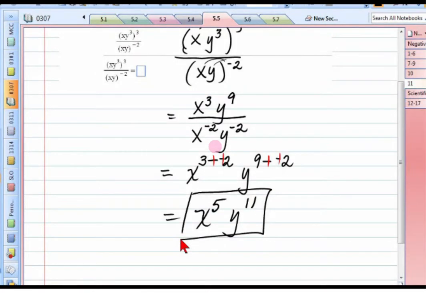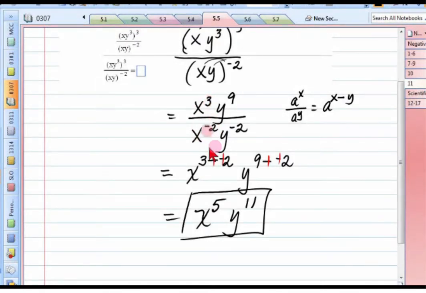I would imagine if anything bothers you about this problem, it is not the algebra. It is the positive and negative numbers. That's what tends to get people. So remember, when you use the quotient rule, if you have a to the x over a to the y, you get a to the x minus y. But in my problem, I have x to the third over x to the negative 2.